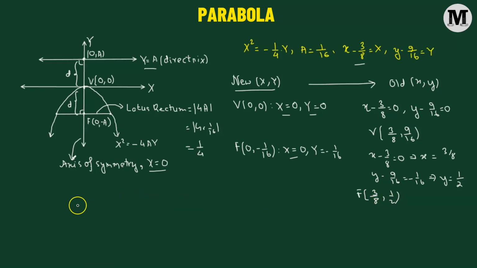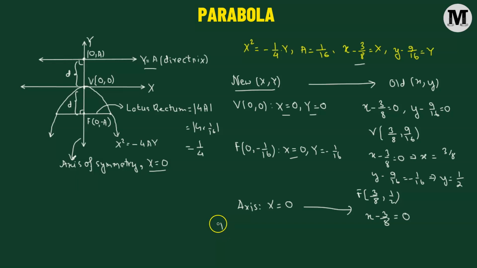Okay, now we'll try to define the equation of the axis. The equation of the axis is given by x equals 0, but for our case we will have to transform it to the old equation. So we'll replace x with x minus 3 over 8 equals 0. So that's going to be the equation of the axis of the parabola.